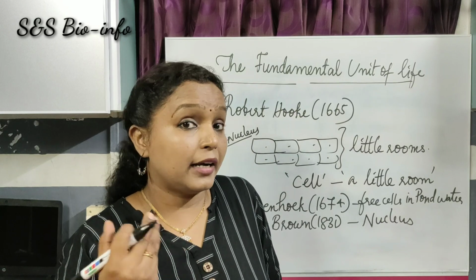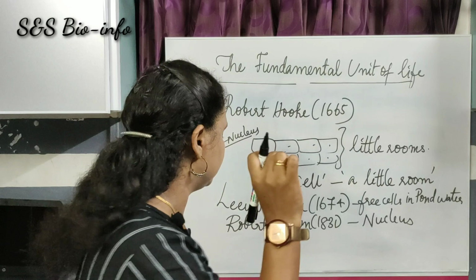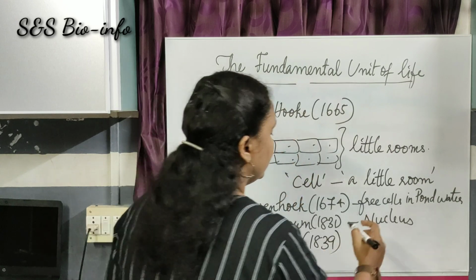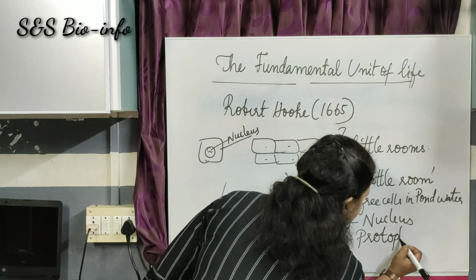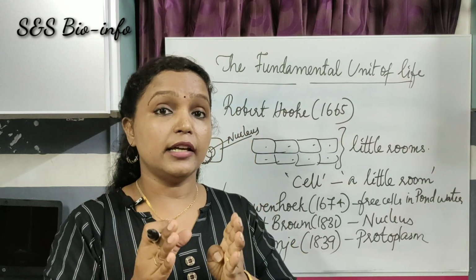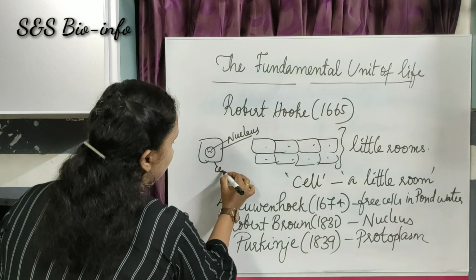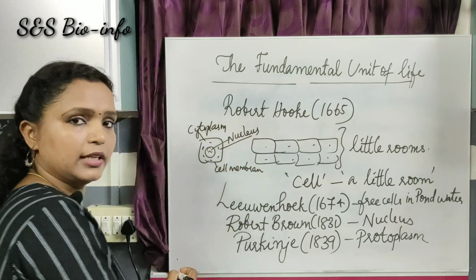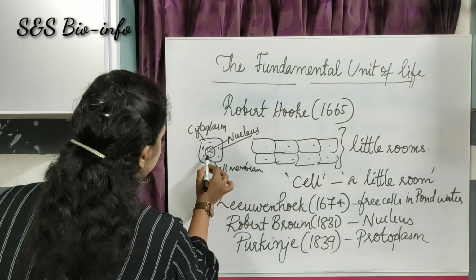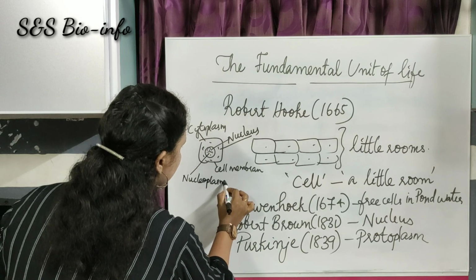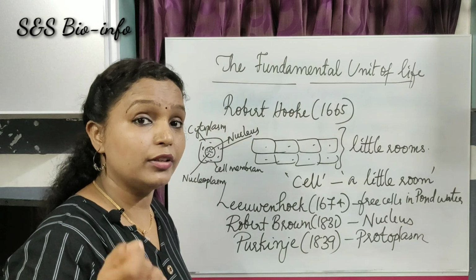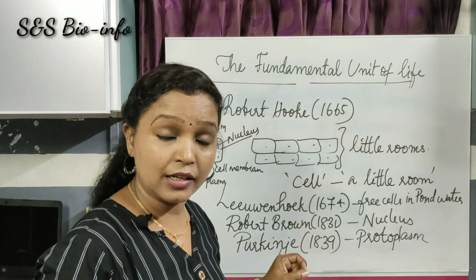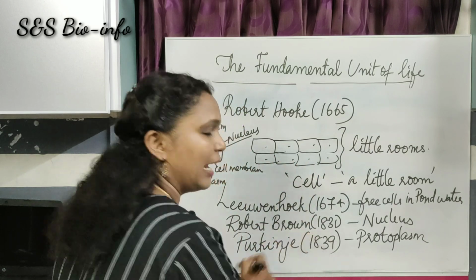Later, another scientist named Purkinje in 1839 coined the term protoplasm. Protoplasm is the entire fluid content of the cell. So look at the cell. It has cell membrane, cytoplasm, and nucleus. The nucleus contains a fluid called nucleoplasm. In between the nucleus and the cell membrane, there is another jelly-like fluid, that is cytoplasm. So, cytoplasm plus nucleoplasm together are termed as protoplasm, the entire fluid content of the cell. The word was first coined by Purkinje in 1839.